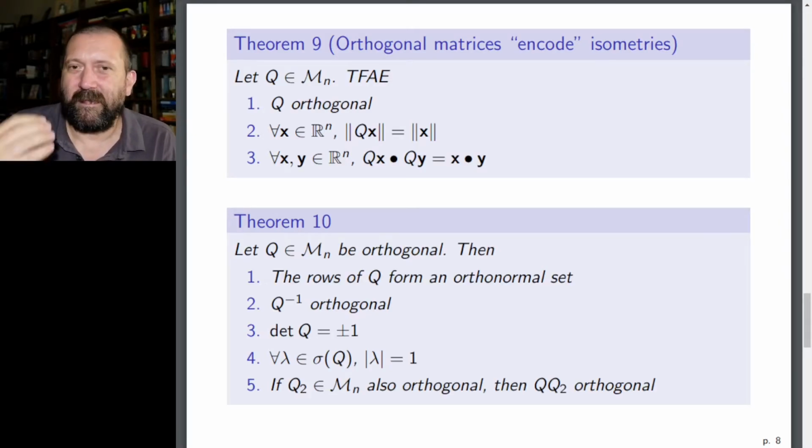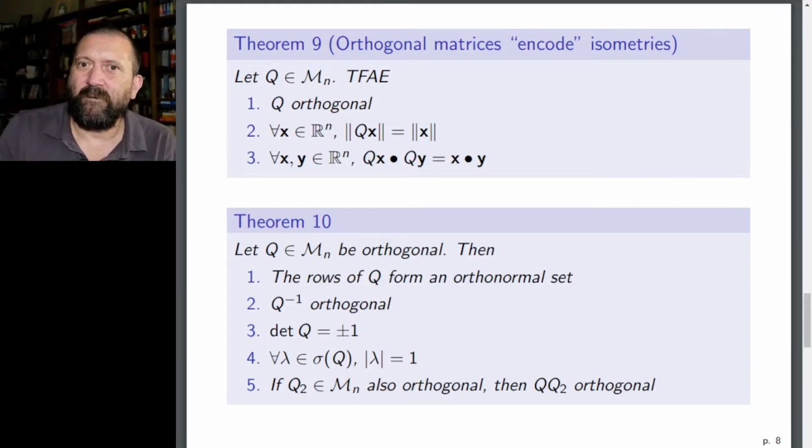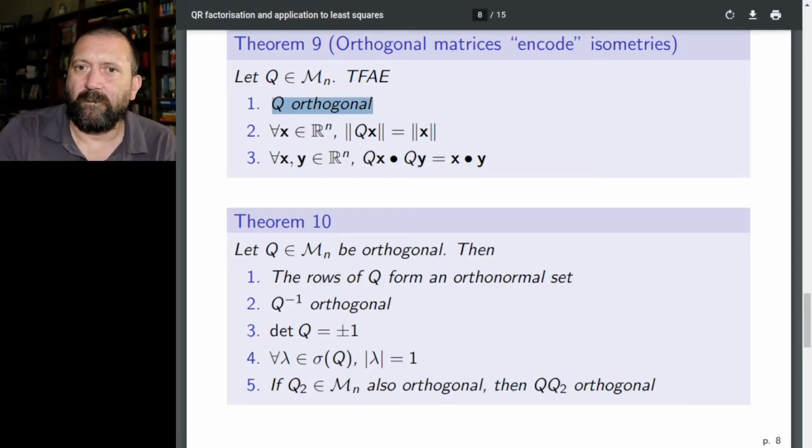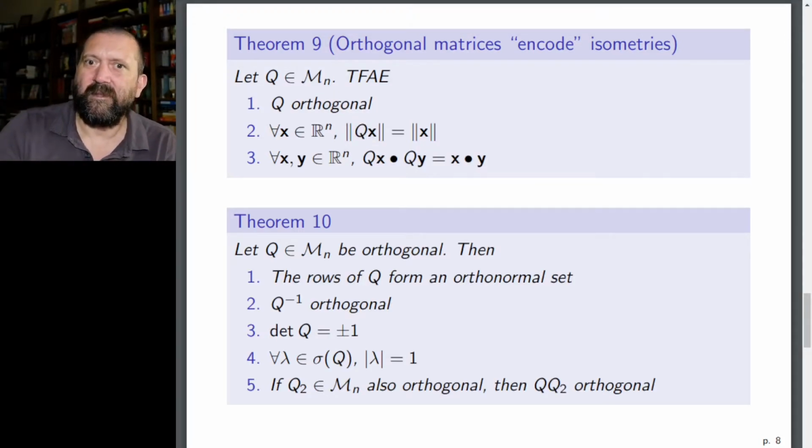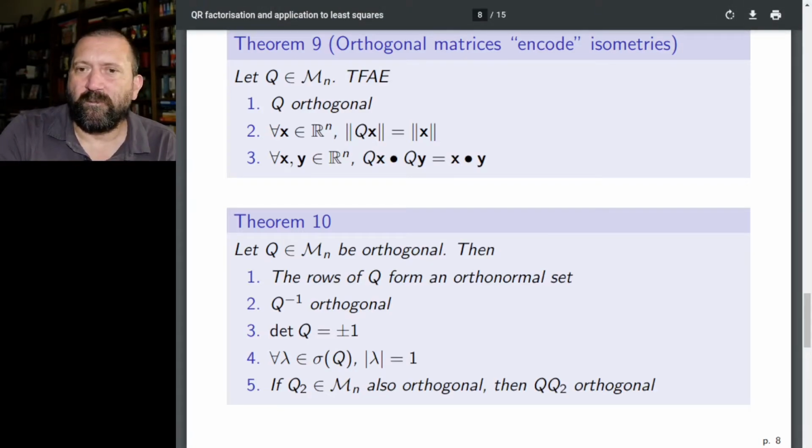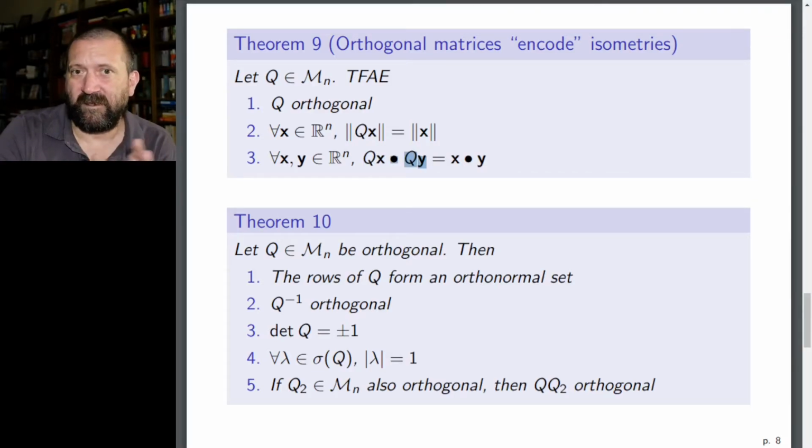So if I have a square matrix, then it's equivalent to say that that matrix is orthogonal to say that for any vector x, if I compute the norm of the vector Qx, it's the same as the norm of the vector x. And if I compute the dot product of the vector Qx and a vector Qy for any vectors x and y, I get that this dot product is equal to the dot product of the original vectors x and y. The one that's really, really important is this one. So what does that say?